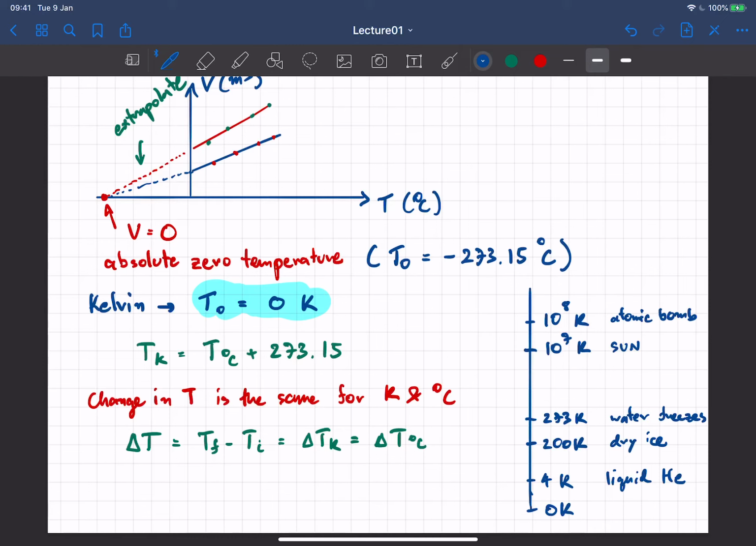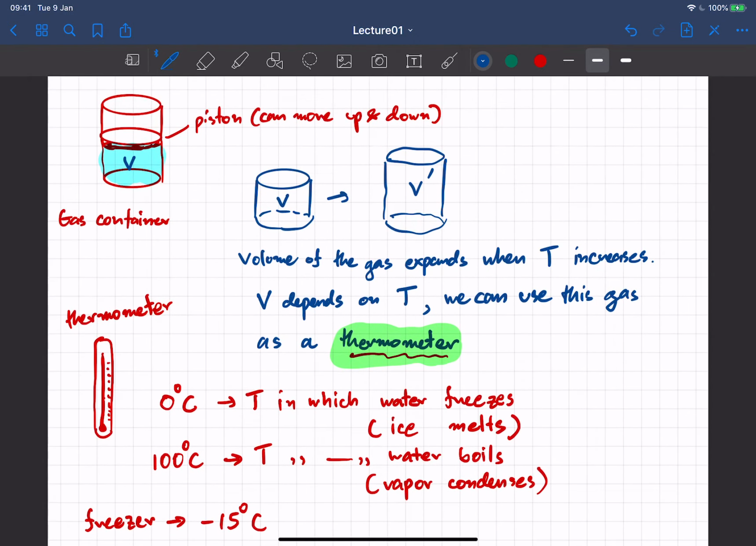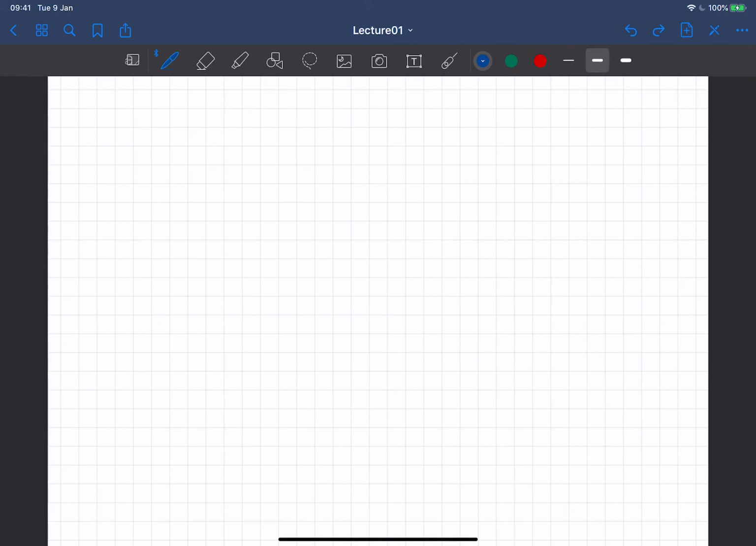Okay, so the next thing we're going to talk about is one kind of property of material that depends on temperature. It's kind of like the expansion we talked about here, which is the volume of the gas expanding when temperature increases. But we're going to be a little bit more specific and talk not just about gas but about any material. And this is the topic of thermal expansion.